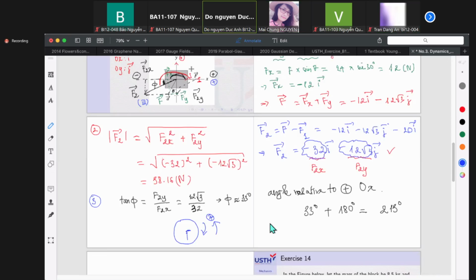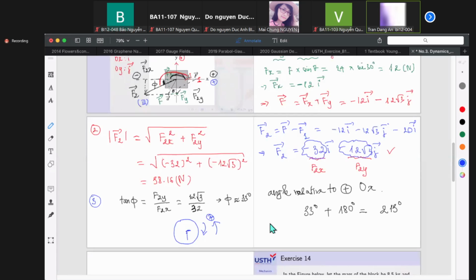It must be minus 33. Something wrong here. It should be 180, it should be 33. It should be minus, not plus. Minus. Let's see, in this case, if I want to show 213 degrees, that means it follows the clockwise, right? Clockwise or anti-clockwise? Yes, it follows the clockwise.